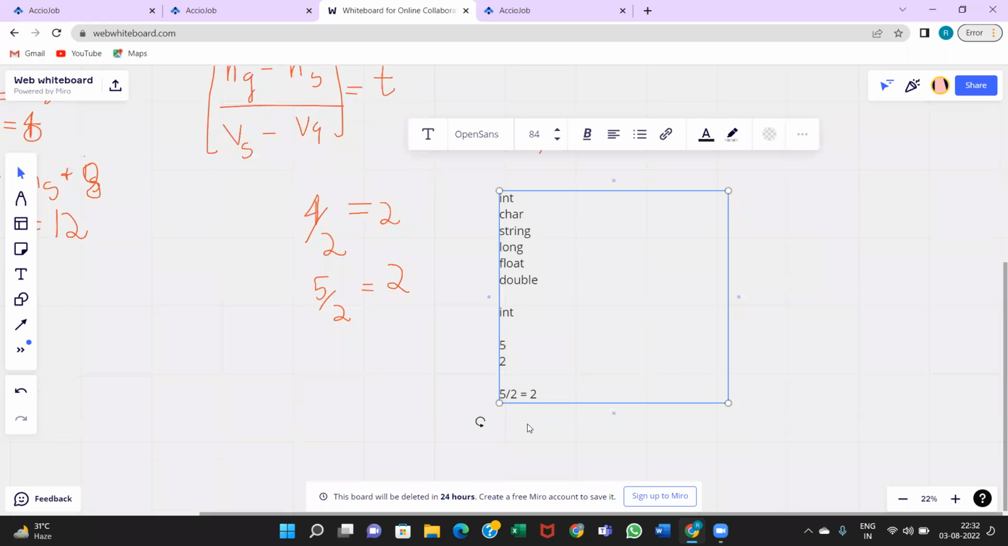Now integer, it actually doesn't store anything after the decimal. What is the classic definition of integer? If you go back to your school days, what was the classic definition of integers? Even in maths it used to happen. Integers are actually whole numbers, negative and positive ones. No, we'll not go with that approach.